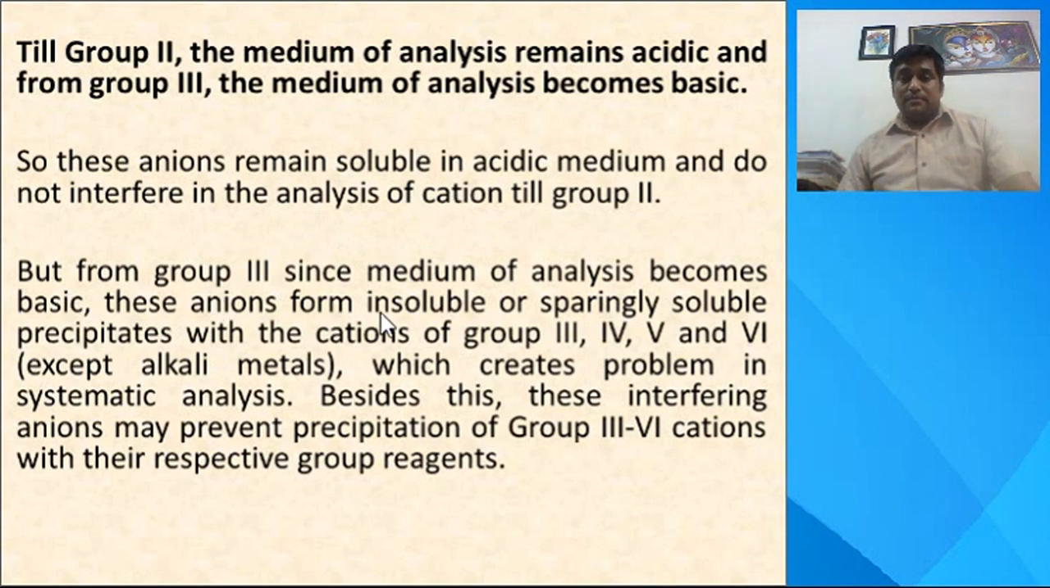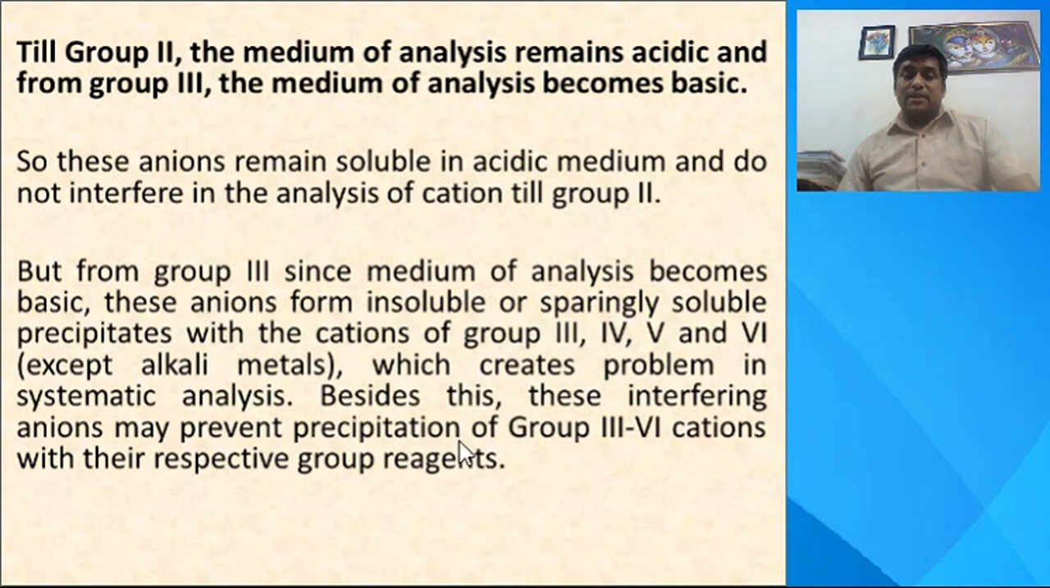Beyond group 2, when the medium of analysis becomes basic, how do these interfering anions interfere? They form precipitates with cations of the higher groups, 4th, 5th and 6th, except alkali metals, and they also form precipitates with cations of the 3rd group. Besides this formation of precipitates, they also prevent precipitation. For example, if we do not remove those interfering anions, what are they going to do?